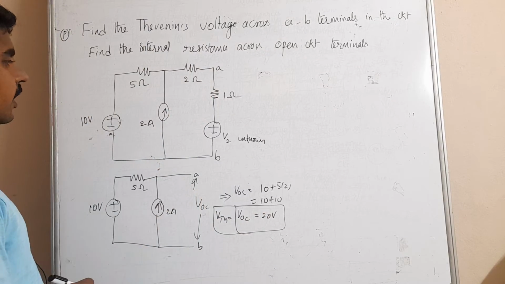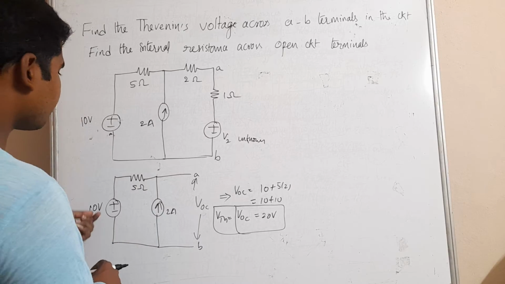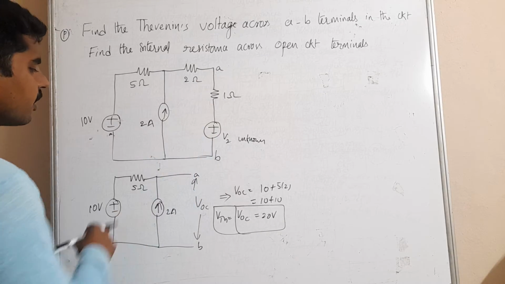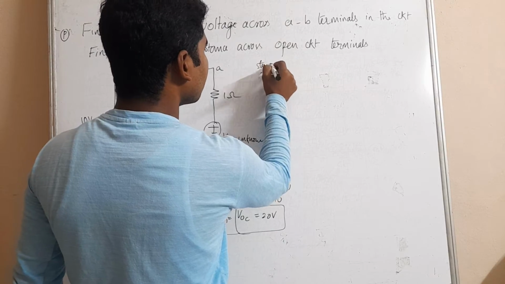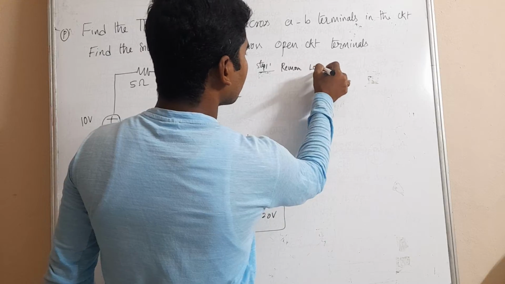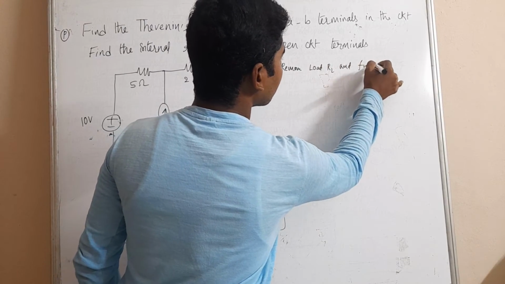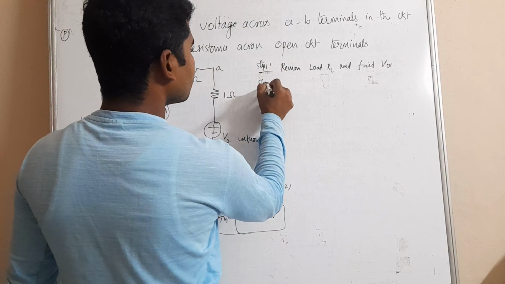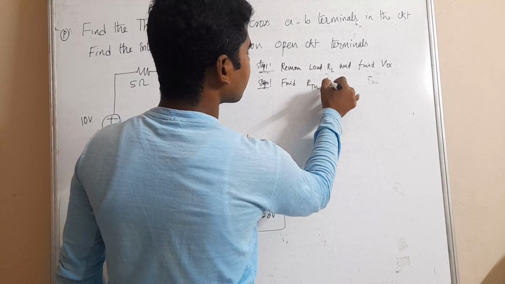Suppose you want to find the internal resistance. At that time, the first step is to remove the load resistance and find the VOC. So that is step 1. I will write it down here. Step 1 is remove the load RL and find VOC.